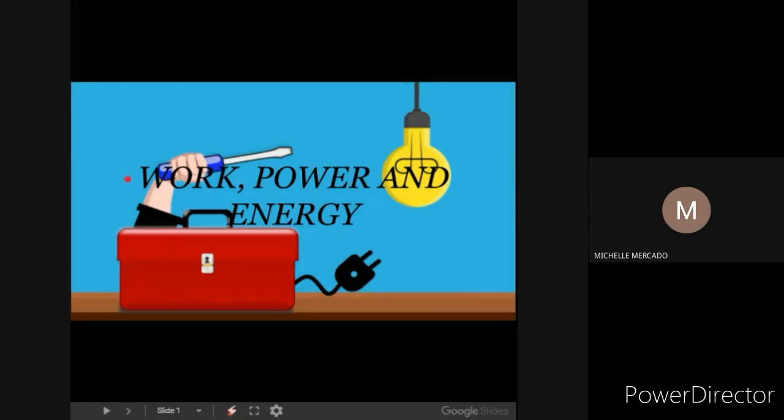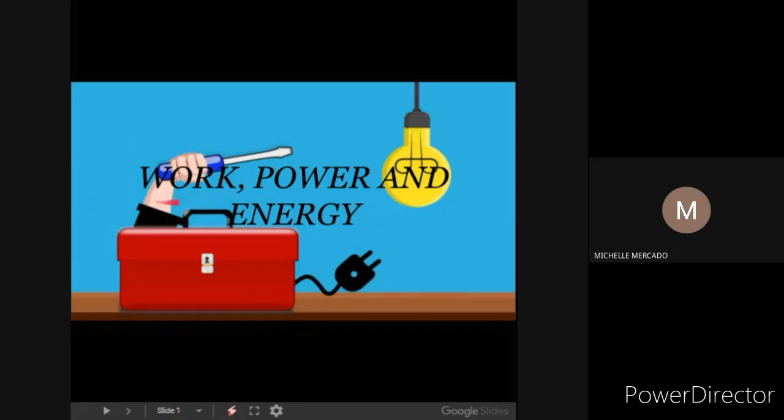Today we're going to answer some sample problems regarding work, power, and energy. From the lesson that we discussed, we all know that work is a force that acts upon an object to cause a displacement of the object. So again, ano po ba yung tinatawag nating displacement? When we say displacement, it is the object's overall change in motion.